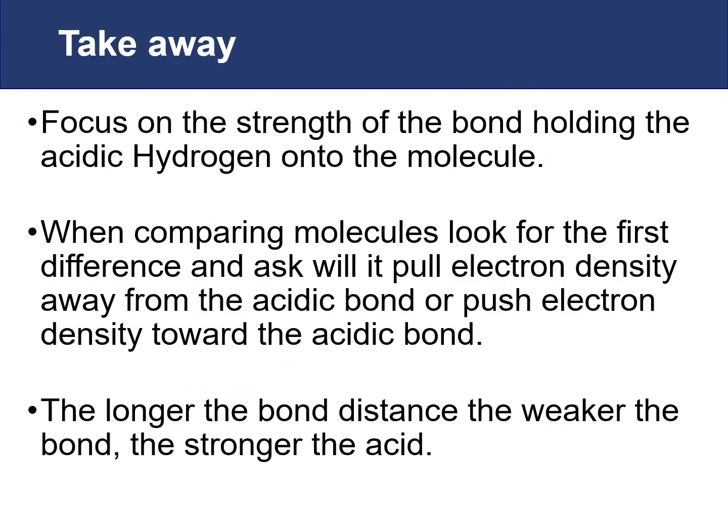The general takeaway when you're trying to compare various molecules to determine which one is the most acidic: focus on the strength of the bond holding the acidic hydrogen onto the molecule. When comparing molecules, look for the first difference and ask, will that difference pull electron density away from the acidic bond or push electron density towards it? And the last one is, if we're comparing two atoms together, what is the size of the bond holding the acidic hydrogen on? The longer the bond is, the weaker it is.